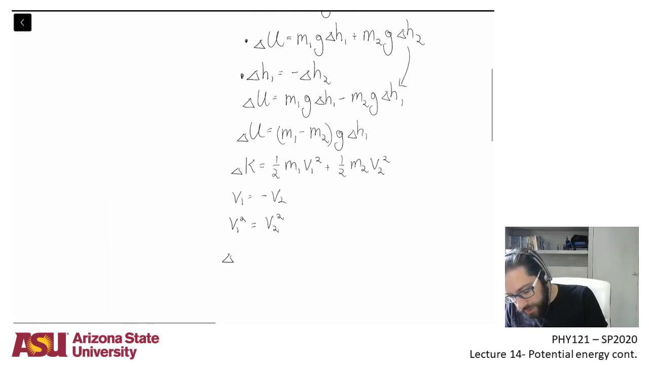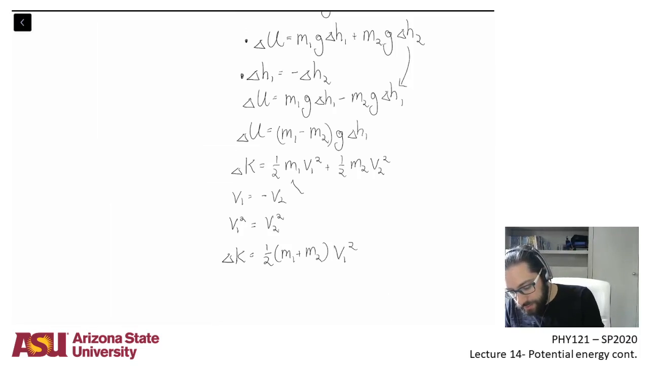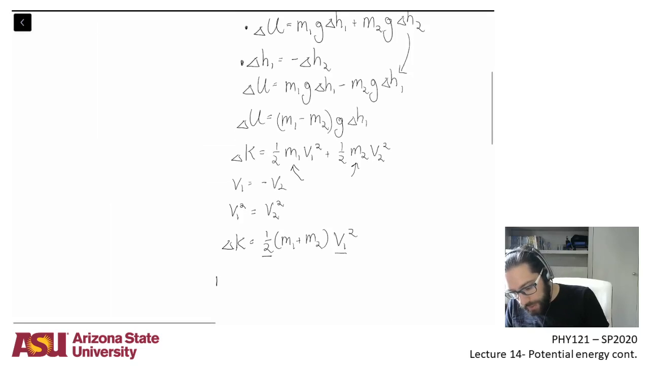Therefore, we can write the change in kinetic energy as 1/2 (m1 plus m2) v1 squared, right? All I've done is I've factored m1 and m2 together because v1 and v2 are now the same. So the 1/2 is the same and the v1 is the same. Now, note that delta U is equal to minus delta K. Therefore, (m1 minus m2) g delta h1 is equal to 1/2.